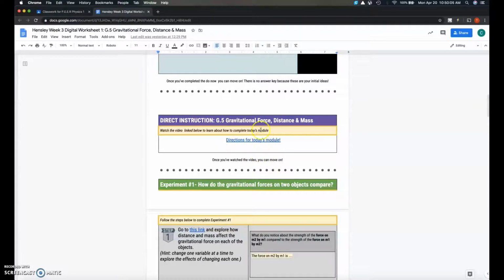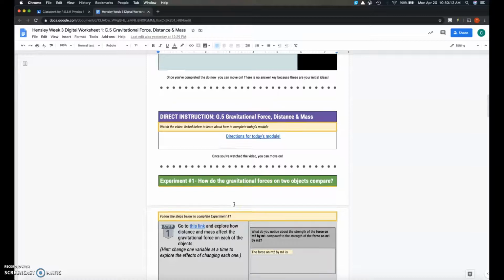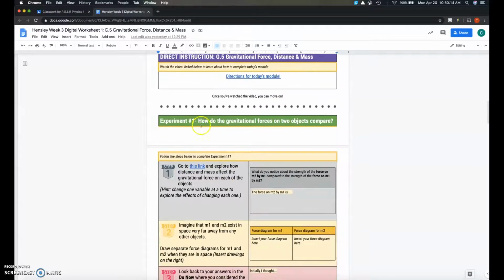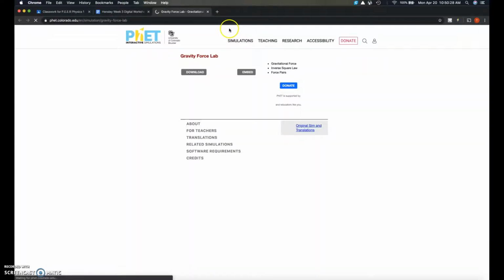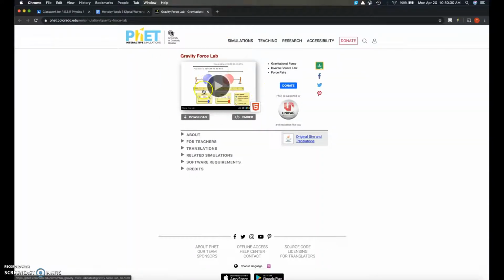Really important that you click on this link and watch the full video before you move on to experiment 1. Once we get started with experiment 1, we're going to be testing how the gravitational force on 2 objects compares. To do this, we're going to be utilizing a PhET Sim like we've done in class. The link to the PhET Sim is linked here, so it says go to this link. Let's go ahead and go to that, and you'll be drawn to this PhET Sim page like this.